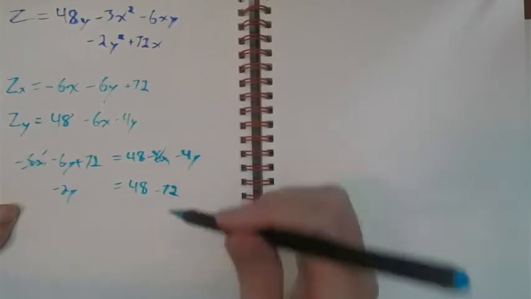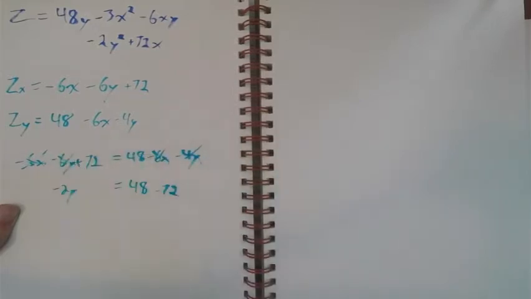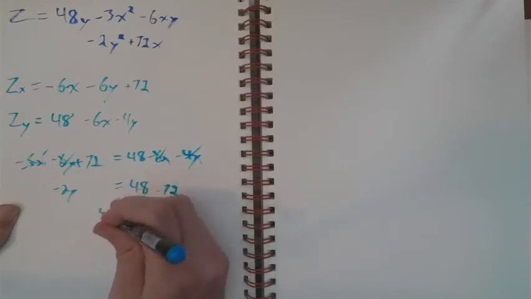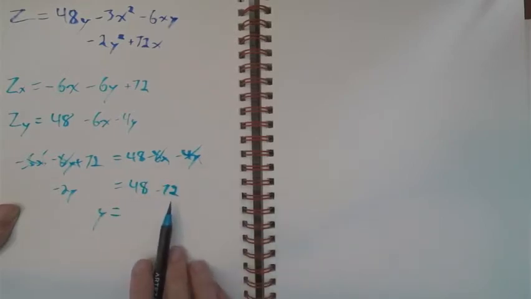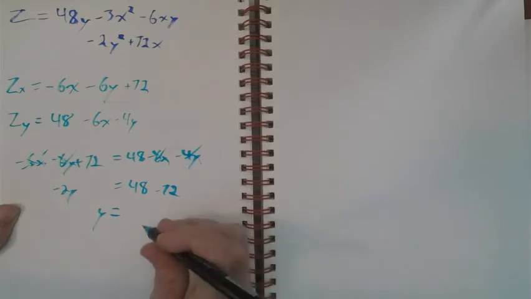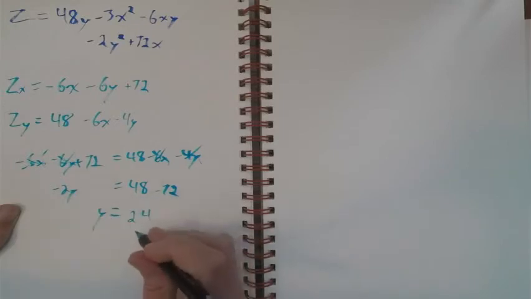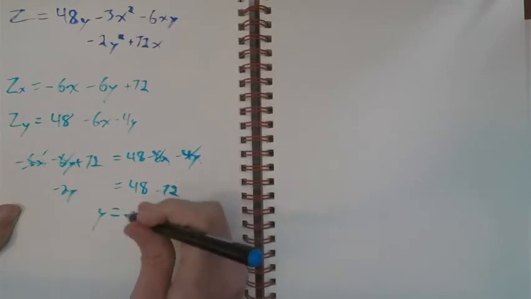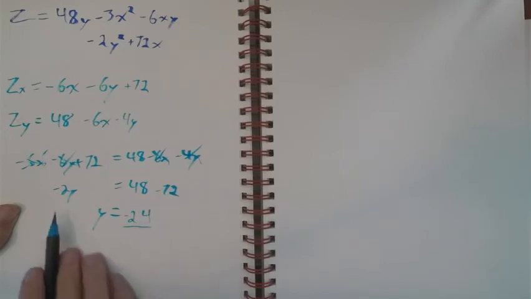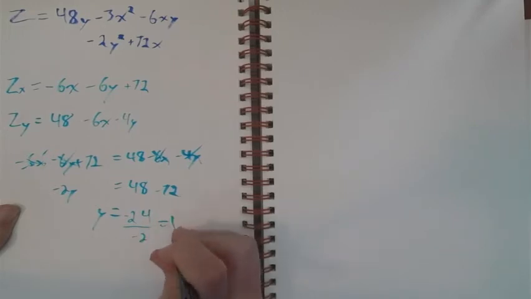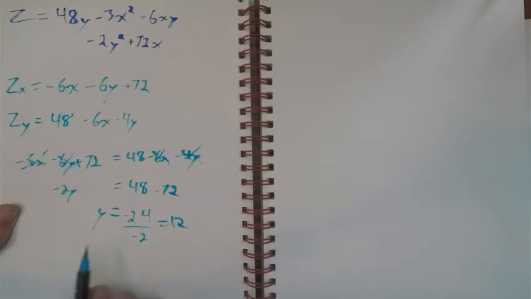All right, so we got rid of this 4y. We dealt with that 6y. Negative 2y equals this stuff. So y equals, well, this is going to be something. What's it going to be? We're going to have a 4. All right, so 48 minus 72, that's minus 24. Minus 24 divided by minus 2 equals positive 12. All right, cool. So we've solved one part of our critical point.